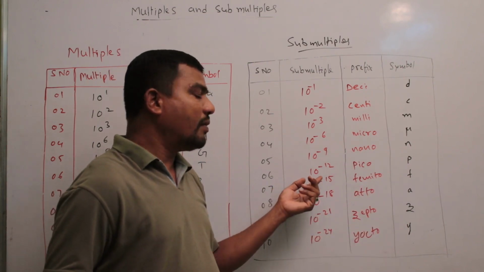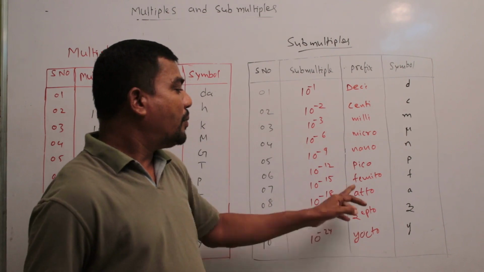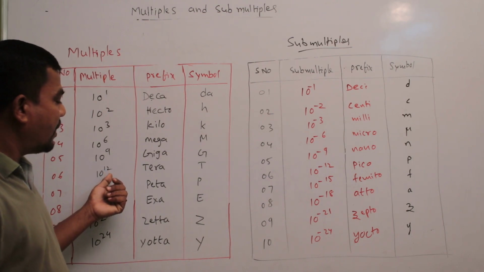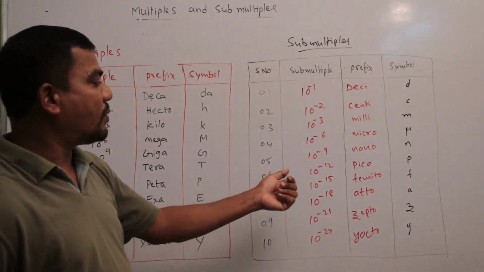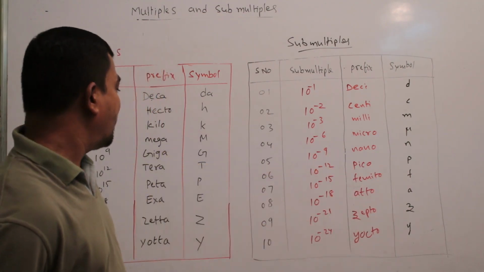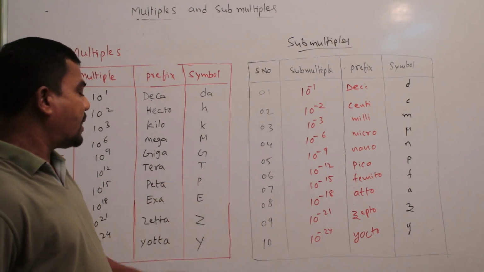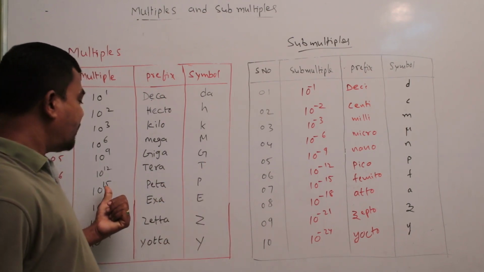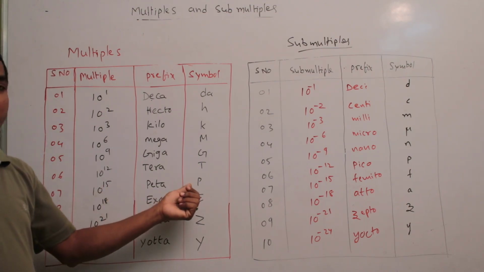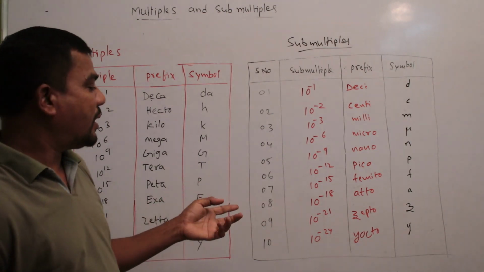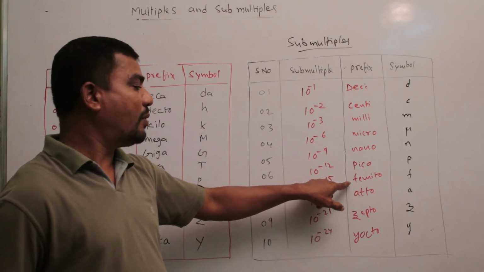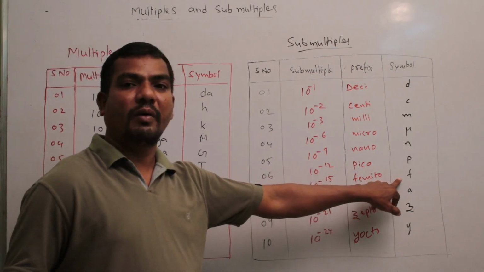10 power minus 12 is named pico, with the symbol small p. Note that 10 power plus 12 is tera, and 10 power plus 15 is peta, with capital P. Here 10 power minus 15 is femto, usual symbol small f.